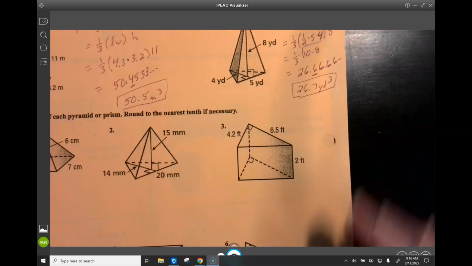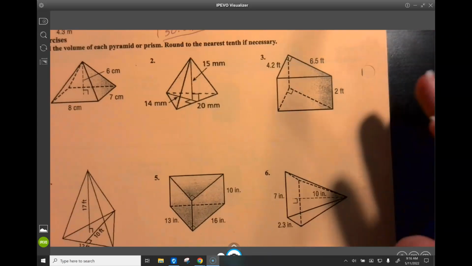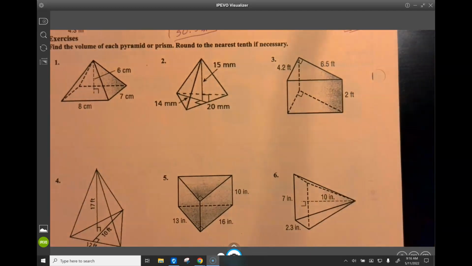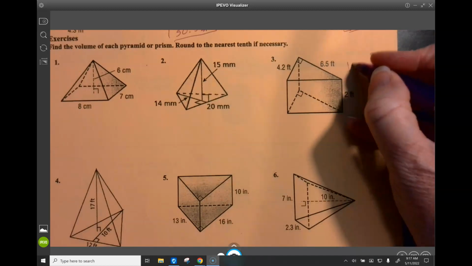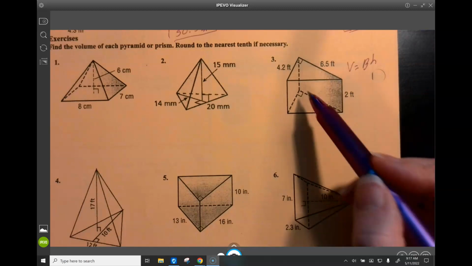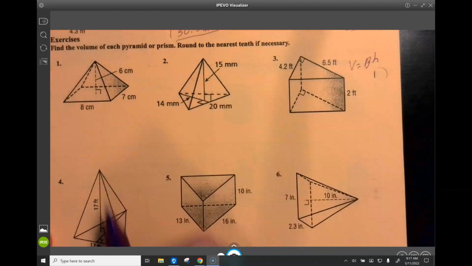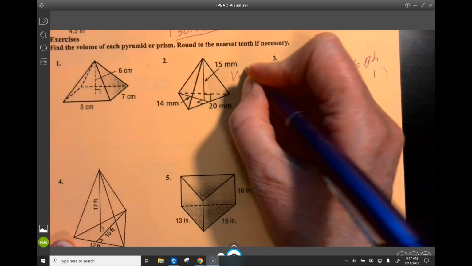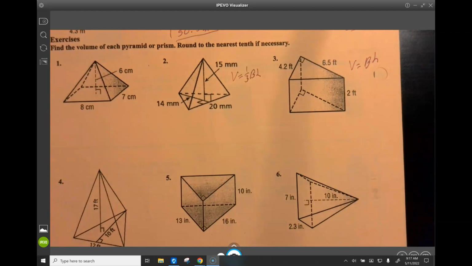Now looking down at these next ones, what I want to point out is they're trying to trick you on a couple. Can you see the ones they're trying to trick you on? We're in notes for a pyramid, but look what they do. They put in prisms. So you need to remember that this is area of the base times the height. Even though it has a triangular base, it's not a pyramid. It's a prism, so you have to use that one. Whereas on these four, you're going to use volume equals 1/3 area of the base times the height, because they're pyramids. So just keep that in mind.